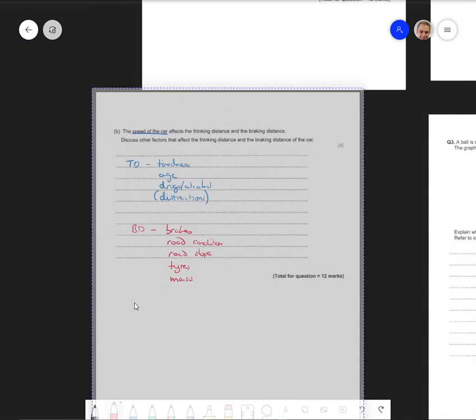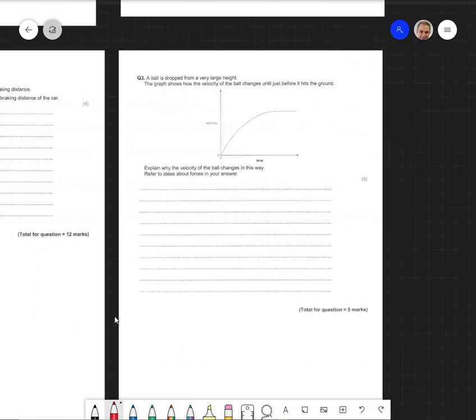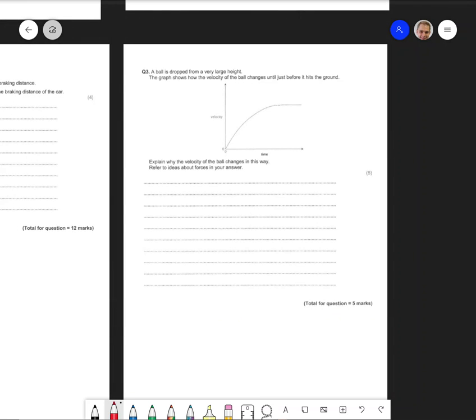Okay. Ooh, whoops. Don't want to do that. Okay, so, gosh. Aha, we've got a ball.